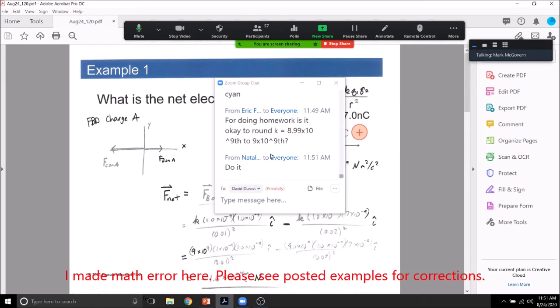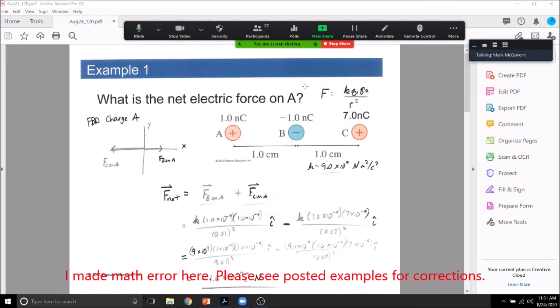All right, Eric says, can we use 9 times 10 to the 9? Maybe. It's a sig fig issue here, right? In this problem, we've got 2 sig figs on everything. So can you get away with 9.0? Yeah, you can do that. If you have a greater number of sig figs, you should use 8.99. If you have 2 sig figs in the whole problem, you can get away with 9.0. That's perfectly fine.